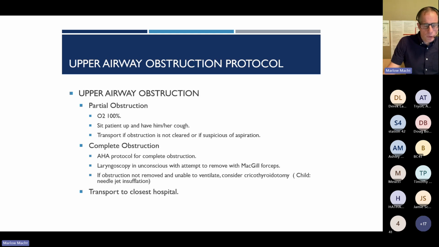Then the protocol, as you learned in ACLS, is laryngoscopy in unconscious patients with an attempt to remove the object with the McGill forceps. And then if you cannot remove the object and cannot ventilate, then that's an appropriate situation for a crike. Remember, for a child, you're going to do needle jet insufflation and go to the closest hospital.